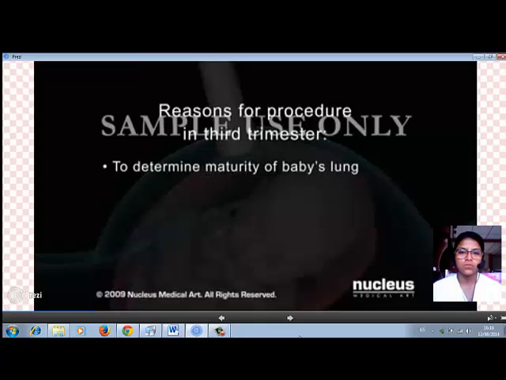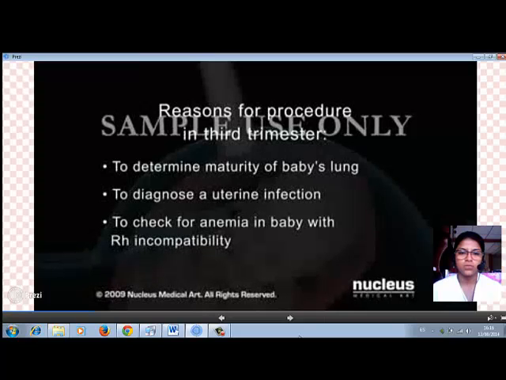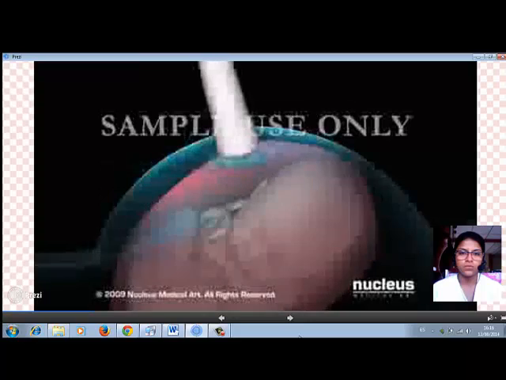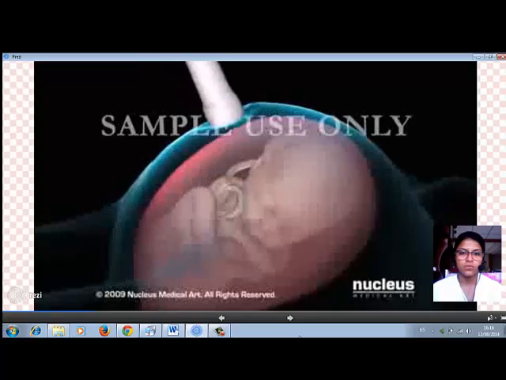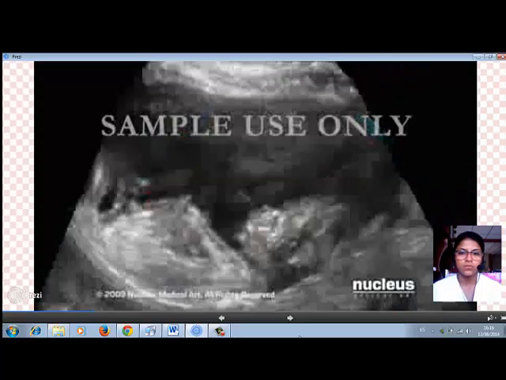Amniocentesis may also be done in the third trimester for these reasons: to determine if the baby's lungs are mature enough should early delivery become necessary, to diagnose a uterine infection, or to check for anemia in a baby with Rh incompatibility. To begin your procedure, your doctor would use ultrasound to create an image of the fetus and nearby structures on a computer screen.